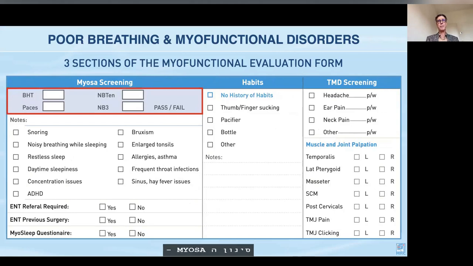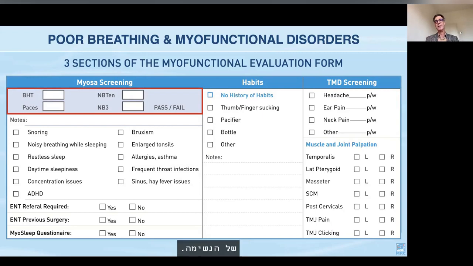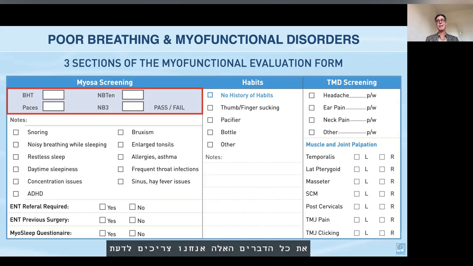Especially this part, the Myosa screening, is a screening where we can check the level of the breathing. We can do different tests like BHT, PACES, NB10 and NB3, and these tests make it possible within a few minutes to know the level of breathing. Is it easy to breathe through the nose for the patient, or is it difficult? Are there any obstructions? Do we need to refer to an ENT specialist? All these things we need to know before we start any treatment.